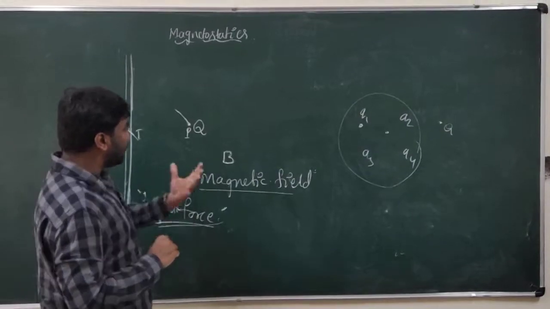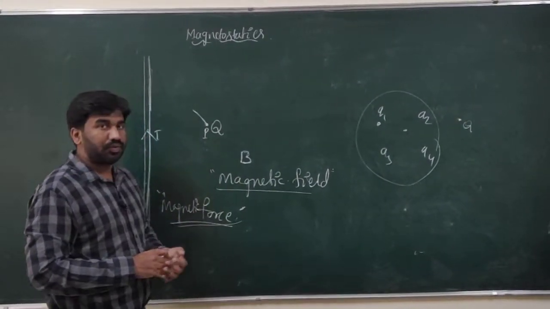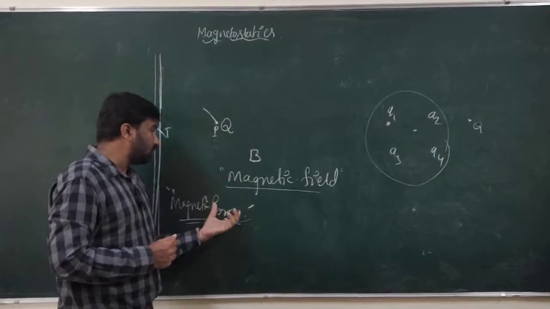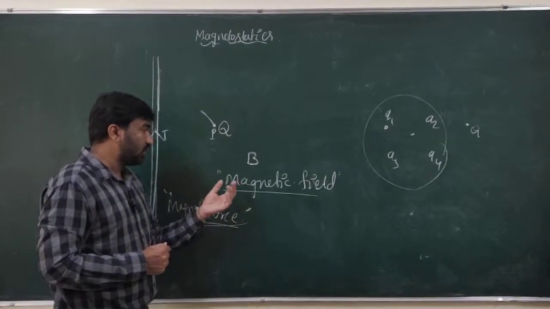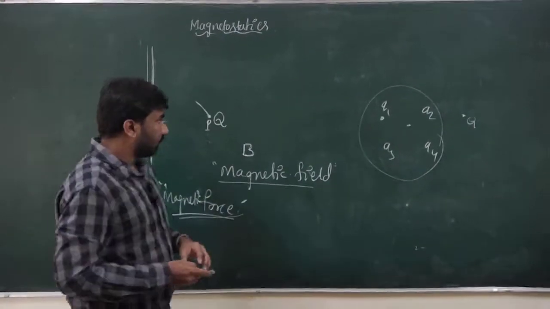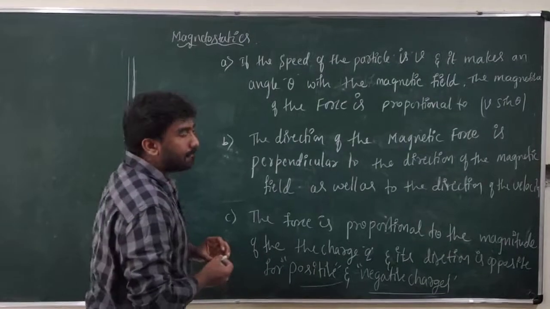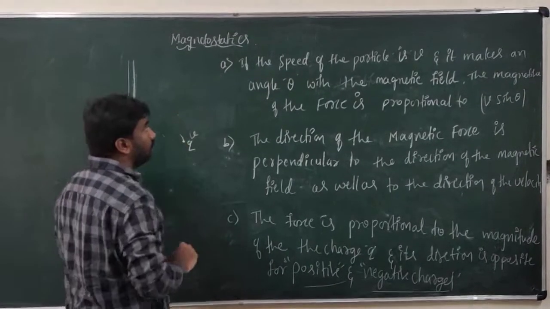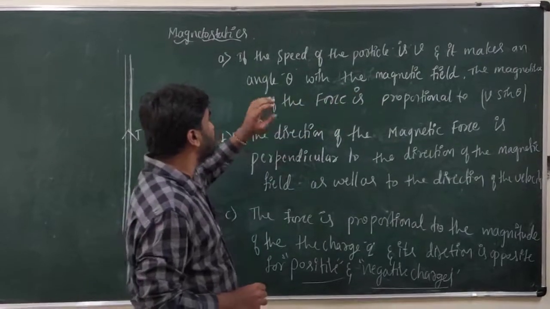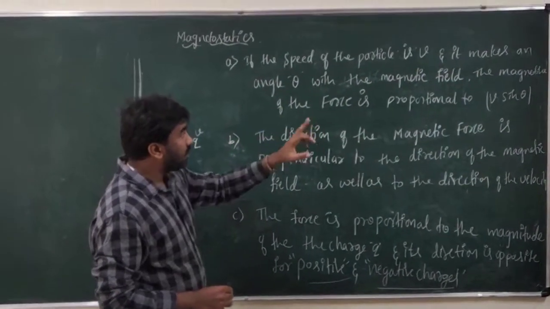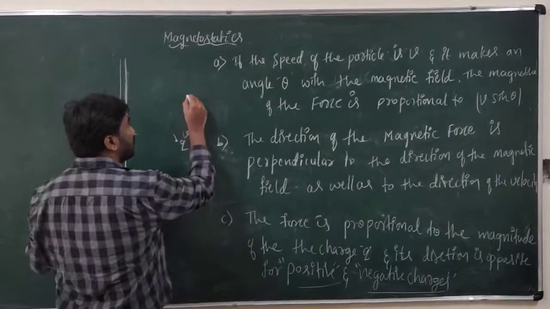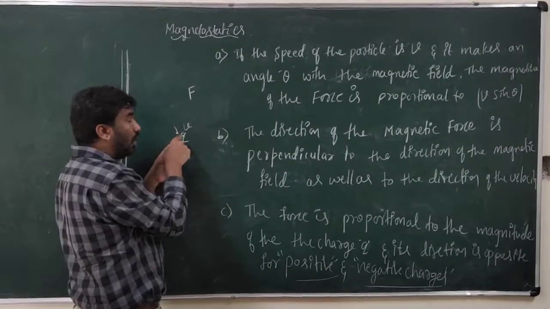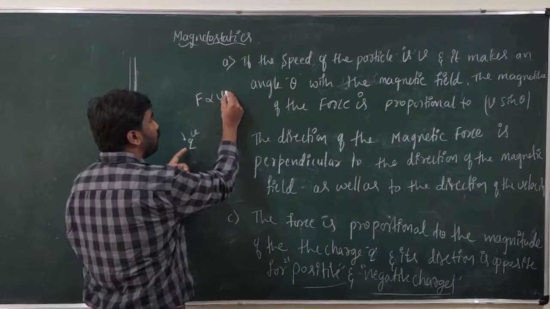Let us see some more properties of this magnetic field and magnetic force for this test charge. If the charge moves in the same direction or a different direction, what will be the force, what will be the magnetic field, and what are the directions of this force and magnetic field? Let's see. Suppose the speed of the test particle Q is V, and it makes an angle theta with the magnetic field. Then the magnitude of the force is proportional to V sin theta. That means the magnetic force produced by this magnetic field on this charge Q is proportional to V sin theta.